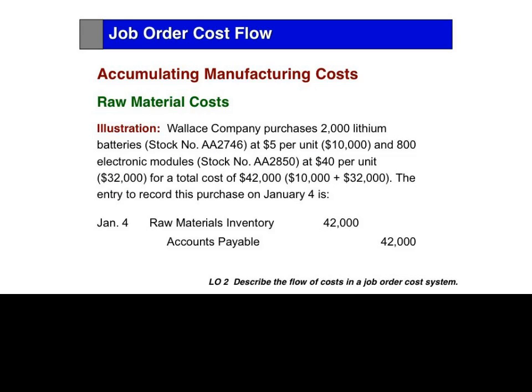So to begin with, let's say we purchase raw material. We have a raw material account and we purchase so much direct material, so much indirect, but all of it together. So we debit raw material $42,000, and we credit payable or cash, whatever the case may be. So we have the raw material account, the material going into the account.